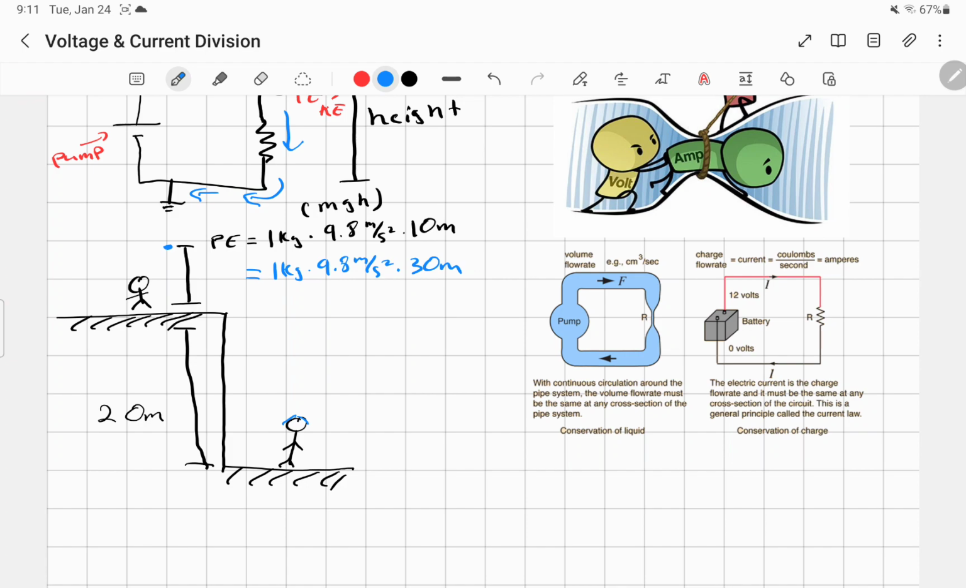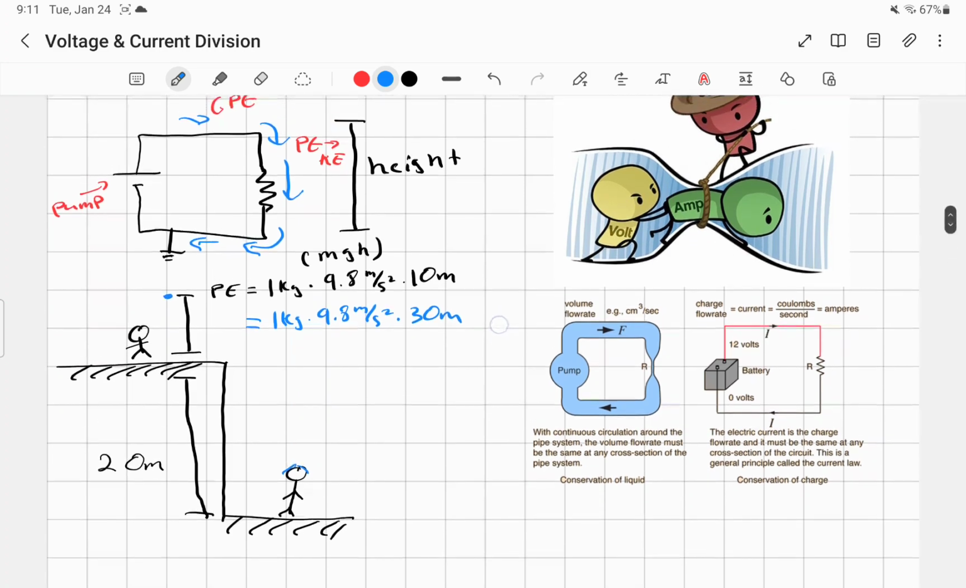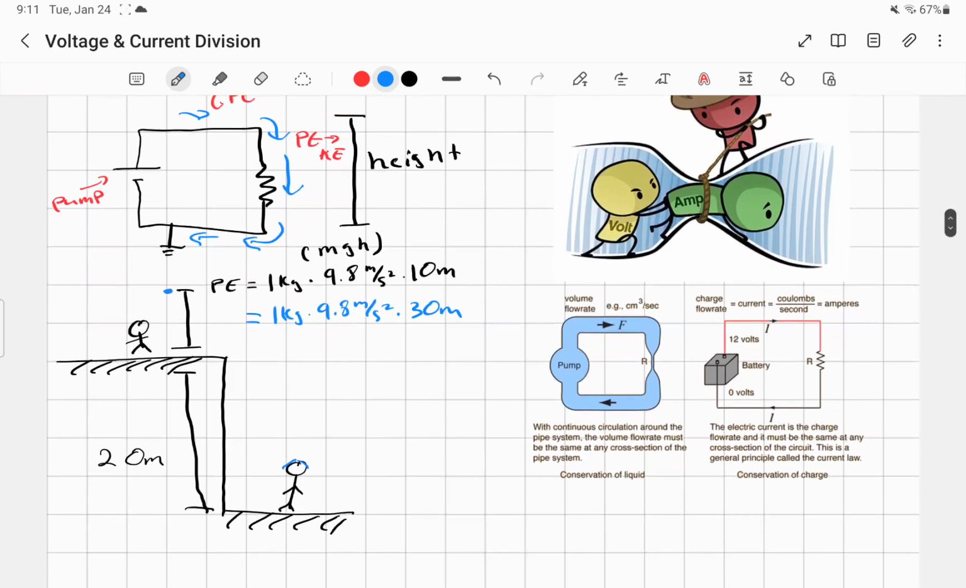And as you can see, it's relative. There's no absolute potential energy value that the ball has. It's all relative to what whoever thinks is the ground. And basically, it's the exact same thing in an electrical circuit.